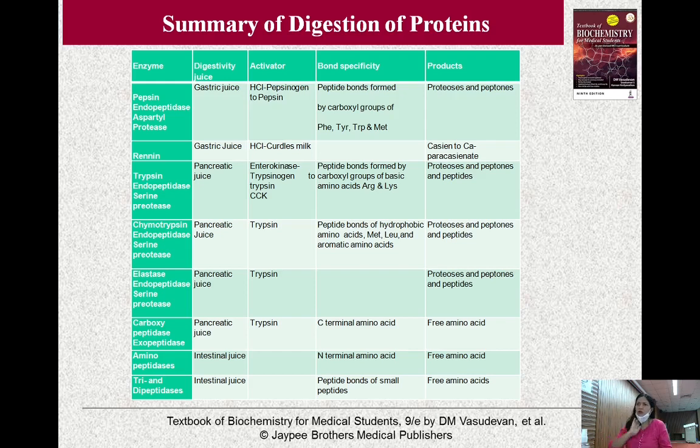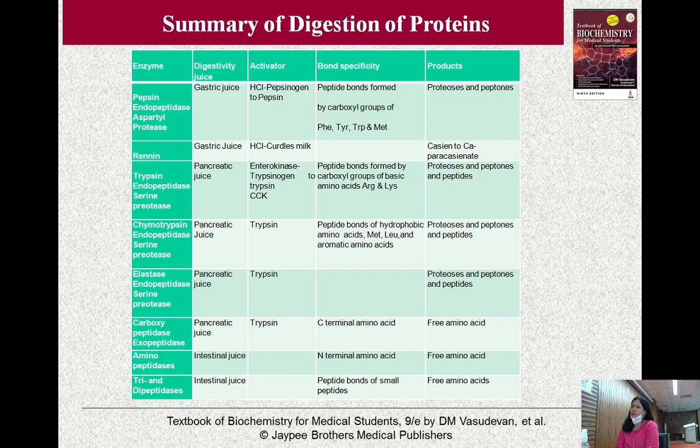Clear? Now, how is chymotrypsinogen converted into chymotrypsin? With the help of trypsin. Similarly, procarboxypeptidases and proelastase are converted into carboxypeptidase and elastase with the help of trypsin. Then what are the enzymes present in succus entericus? Aminopeptidase, tripeptidase, dipeptidase. So these are the three proteolytic enzymes present in the intestinal juice.